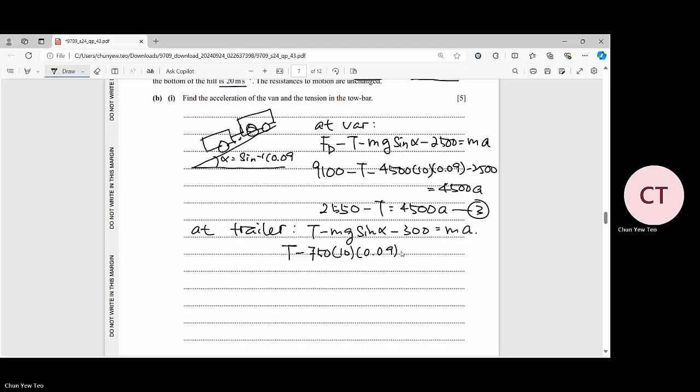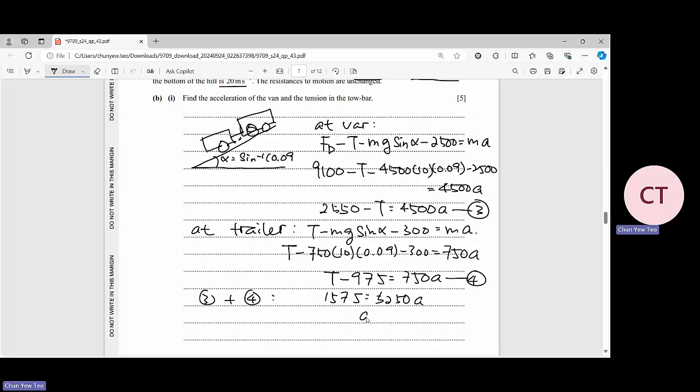0.09 minus the 300 is equal to 758. So from here you will get the answer as T minus 975 is equal to 758. That will be your equation number 4. Take equation 3 plus equation 4. You join together, you get 1575 is equal to 5250A. Press the calculator, you can get the answer A as 0.3 meter per second square.